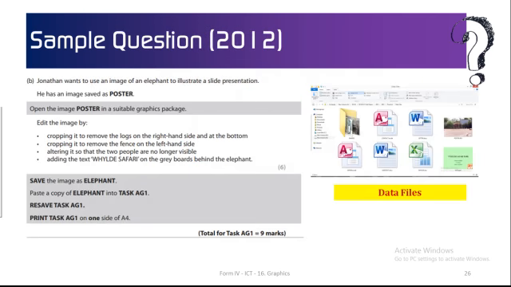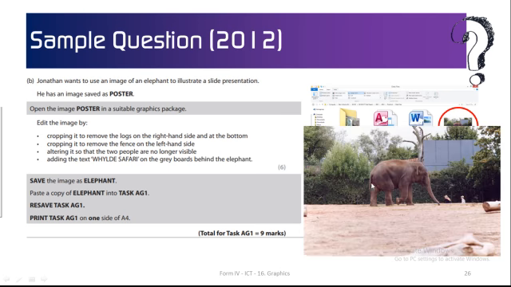And another question, you can see, editing an image. Jonathan wants to use an image of an elephant to illustrate a slide presentation. He has an image saved as poster. Yes, there is a picture called poster. Then open the image poster in a suitable graphic package and edit the image by... If in the question paper you see many bullet points like this, they are the instructions they have given. So first you have to read all these instructions and then start to do it.